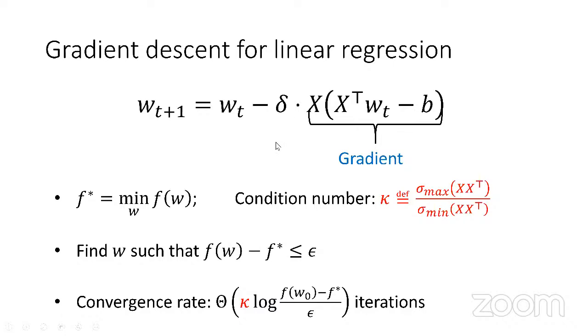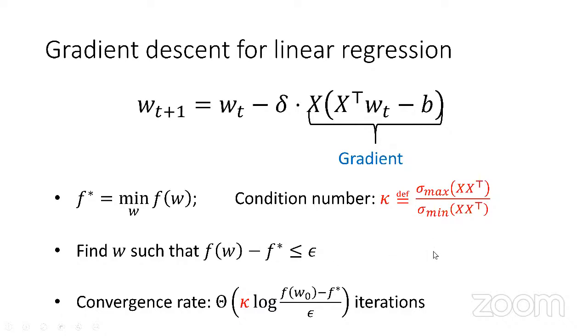In order to state the performance guarantee of gradient descent for linear regression, we need to introduce a little bit of notation. Let f star be the minimizing value of the function f. Then we define the condition number of this problem as the ratio of the largest to the smallest singular value of the matrix X X transpose. This is called the condition number. Our goal is to find a W such that f of W minus f star is less than or equal to epsilon.